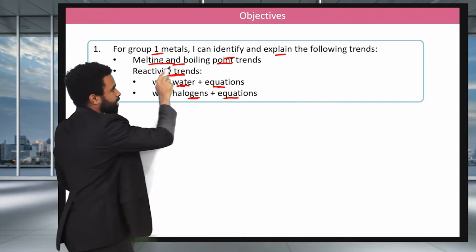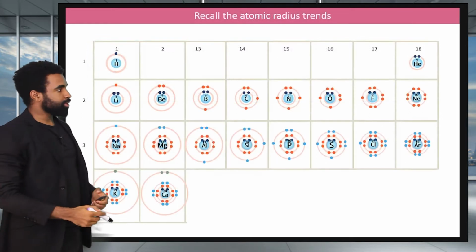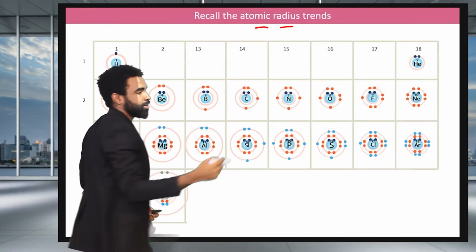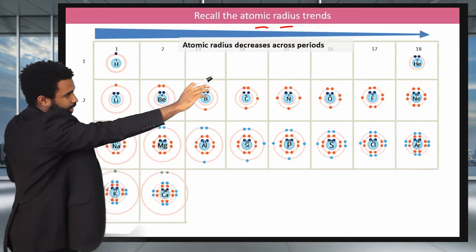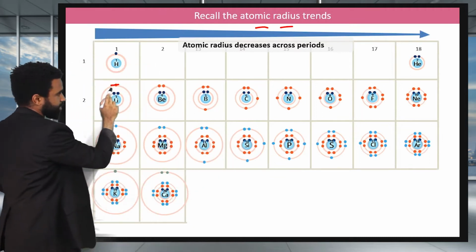Let's get started thinking about melting and boiling point trends. To understand the melting and boiling point trends, we want to recall our atomic radius trends. Atomic radius just means atomic size. We recall that as we go across a period, the atomic radius decreases. Why? Because we have the same number of shells.